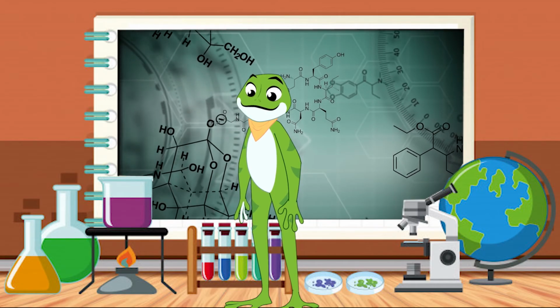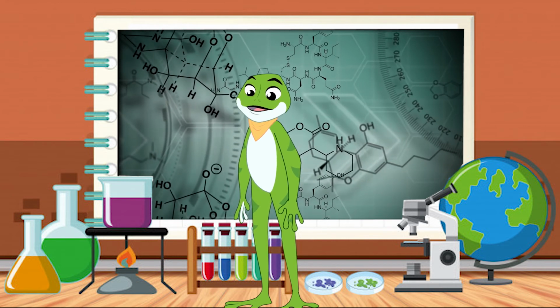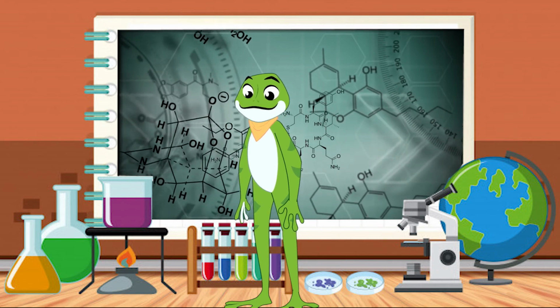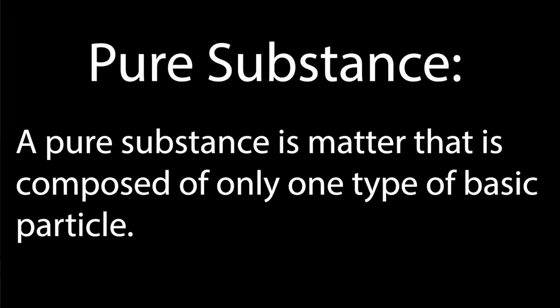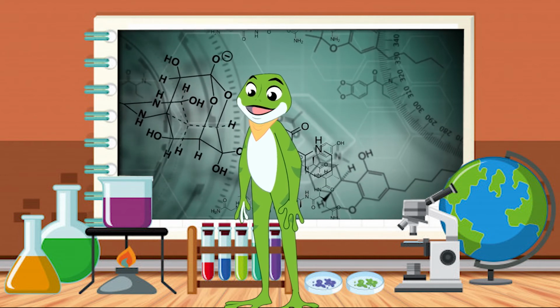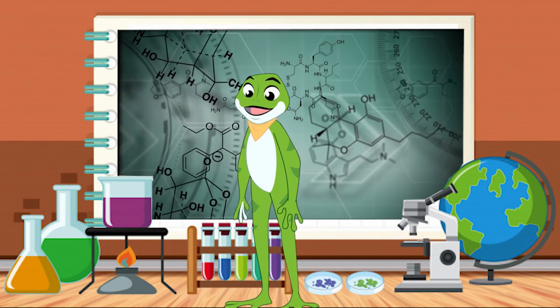Chemical makeup. Even though a given material has certain chemical and physical properties, most materials are not pure substances. A pure substance is matter that is composed of only one type of basic particle. Elements, such as iron, and compounds, such as the cellulose in wood, are pure substances.